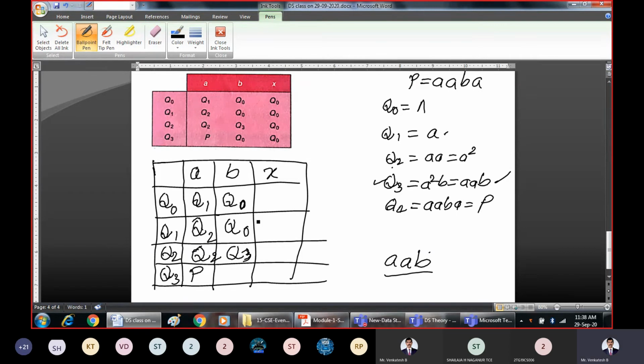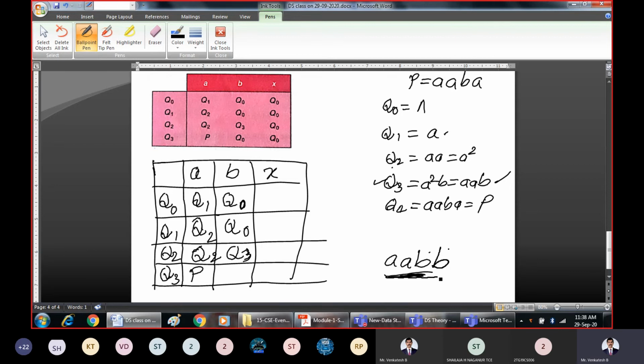Now, another possibility is when you are in Q3, and you read a character called B. That means this is where you are in Q3 and you are reading a character called B. Do we expect this? What are we expecting? We are expecting some A here.